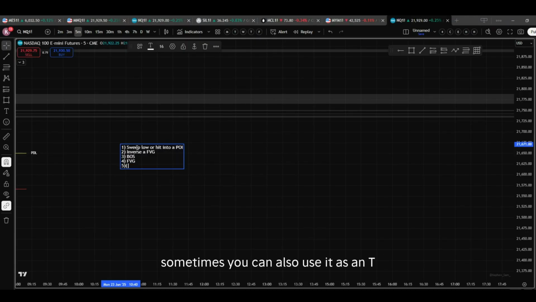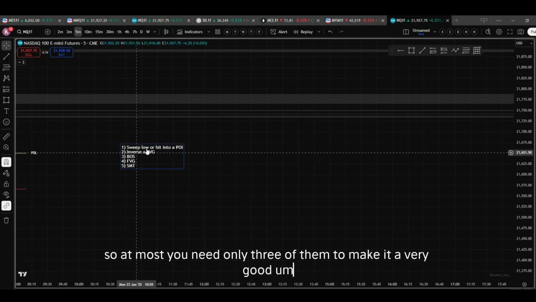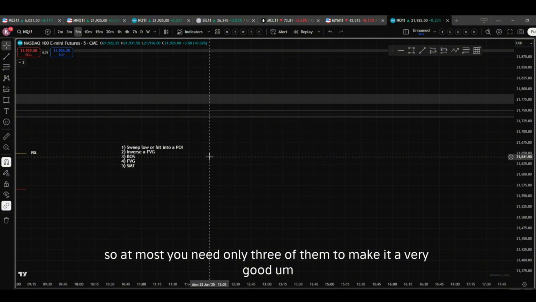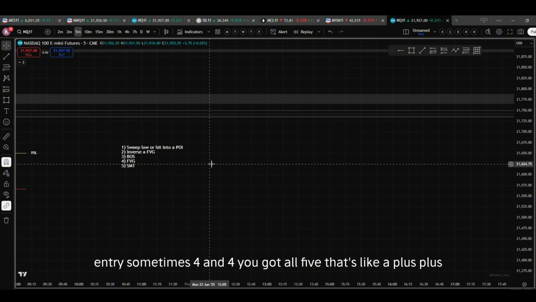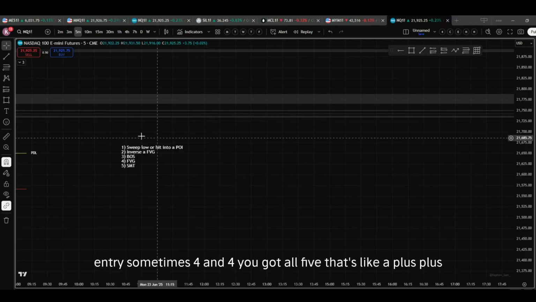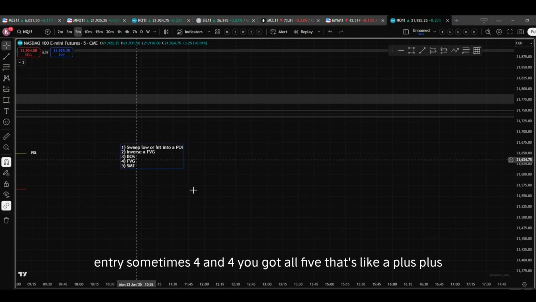Sometimes you can also use SMT. So at most, you need only three of them to make it a very good entry. Sometimes four, or you get all five. That's like an A plus setup.